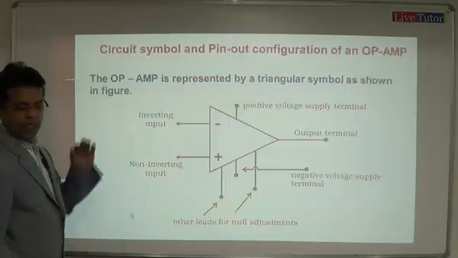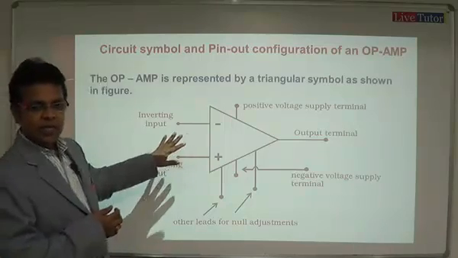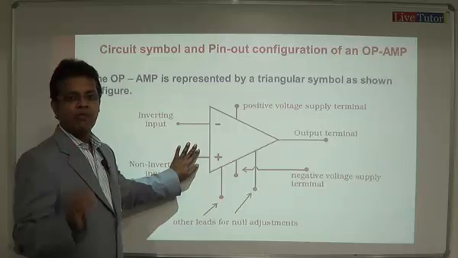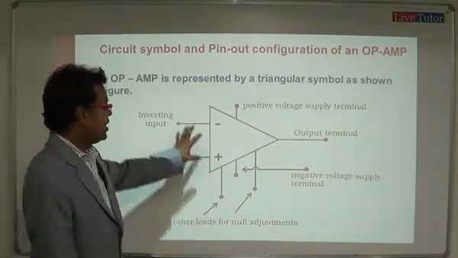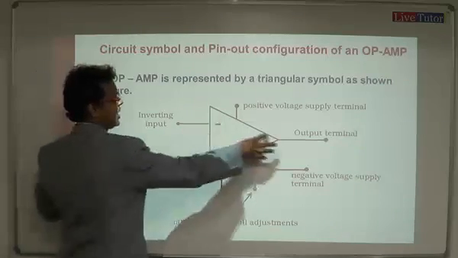Right. The next one is the circuit symbol and pin configuration. Sometimes இது அப்படியே கேட்டுருவாங்க. Give the circuit symbol and pin configuration of operational amplifier அப்படின்னு 5 marks-ல கேட்பாங்க. Okay? So அப்படி கொடுத்தா easily you can write. Okay? It's only a triangle symbol. You can see that triangle symbol.